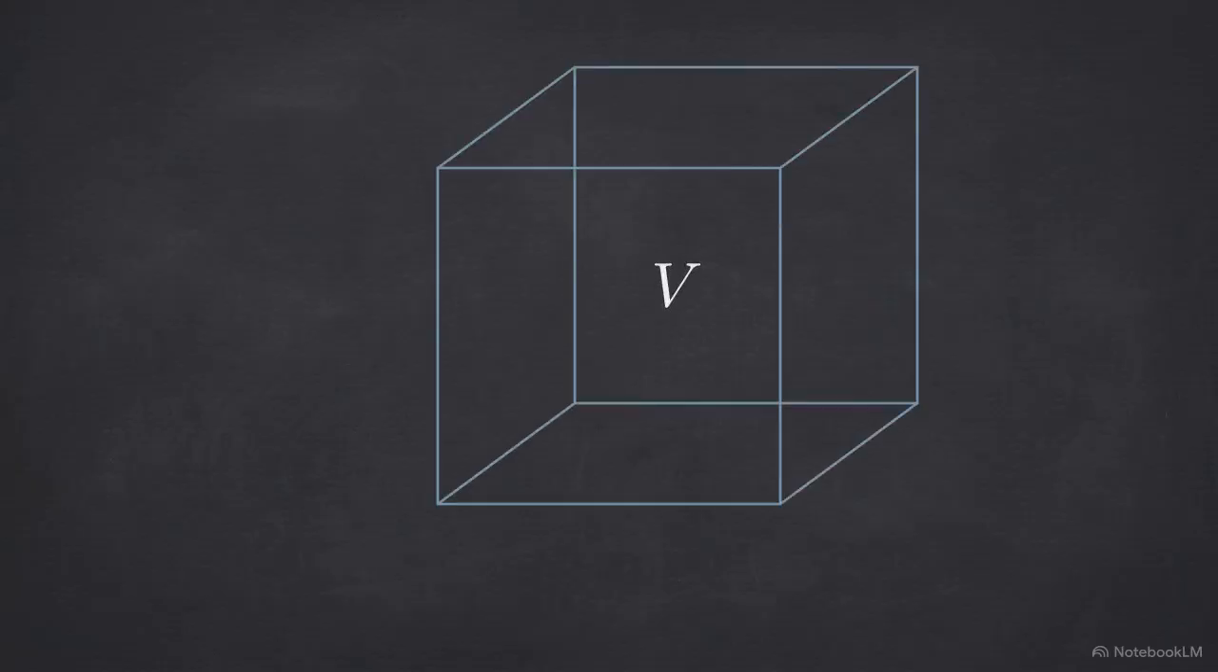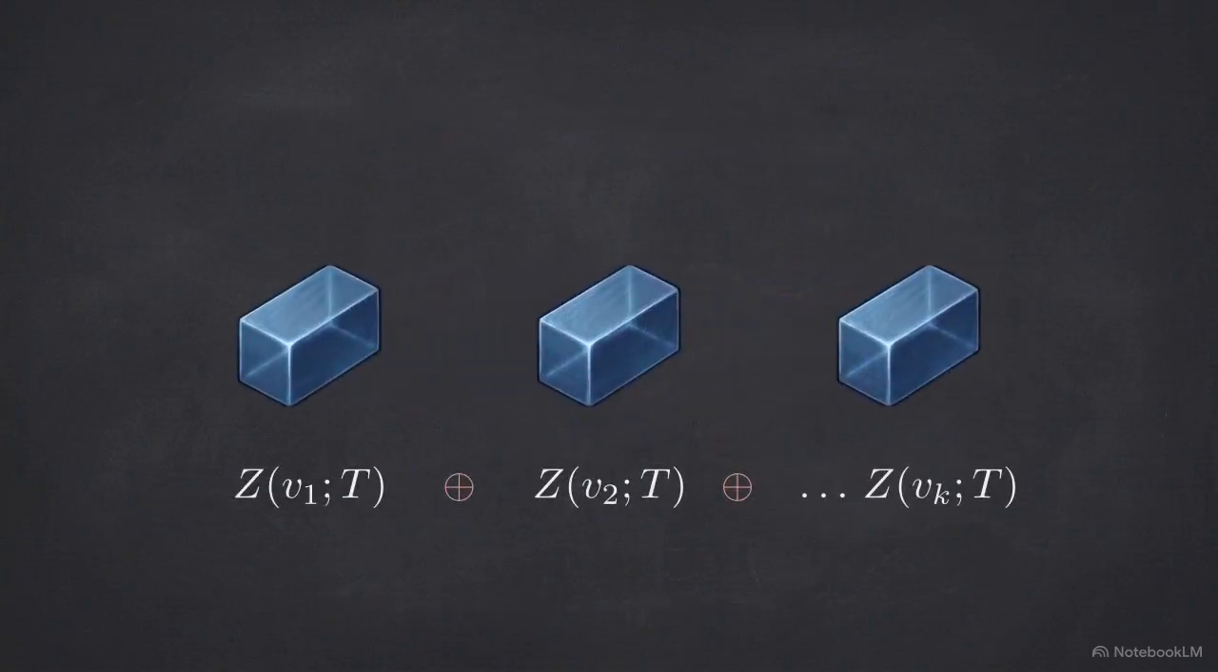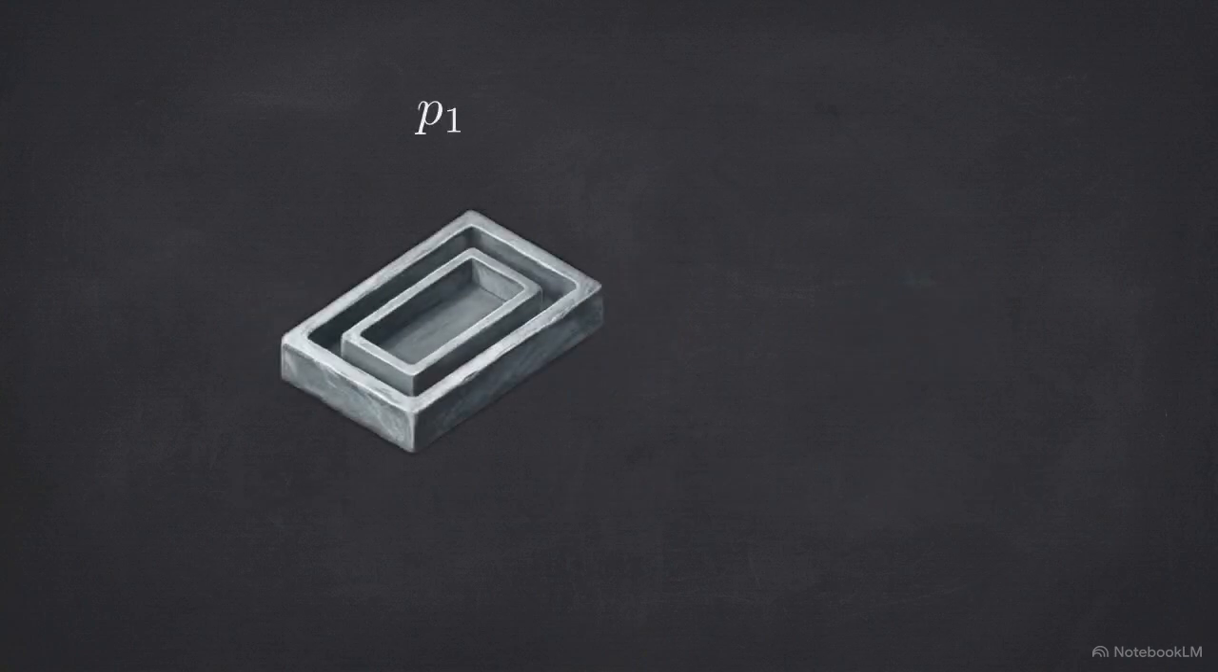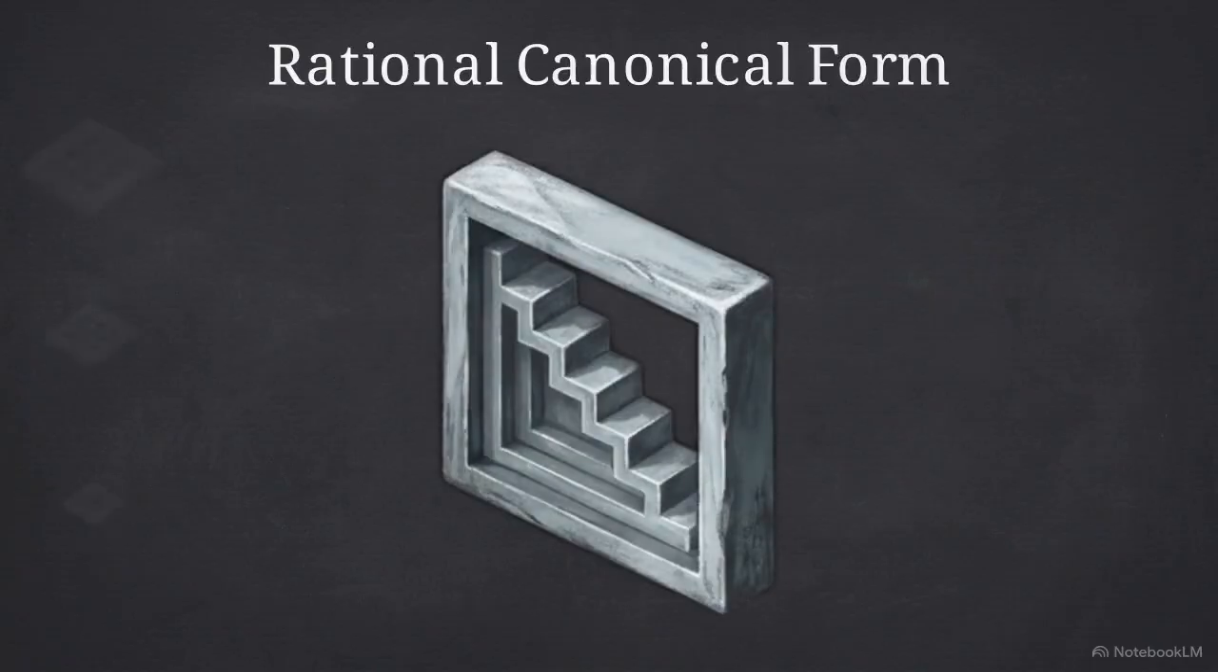This diagram shows the cyclic decomposition theorem at work. Any total space, V, can be partitioned into a direct sum of independent, non-overlapping cyclic subspaces. These blocks follow a strict divisibility rule. Each subsequent annihilator polynomial, or invariant factor, must completely divide the previous one. With P2 nesting inside P1, we can identify P1 as the minimal polynomial of the entire space.